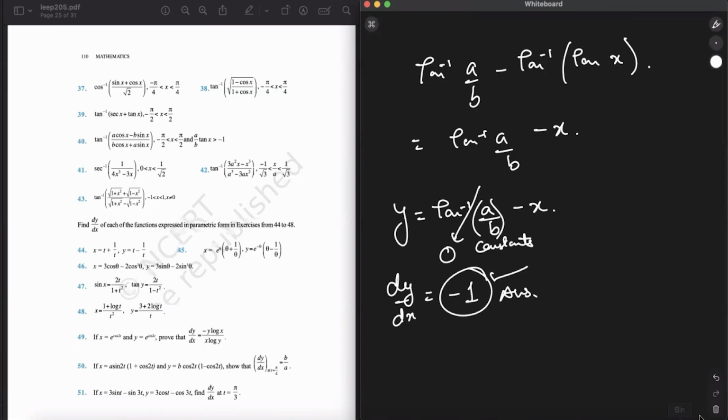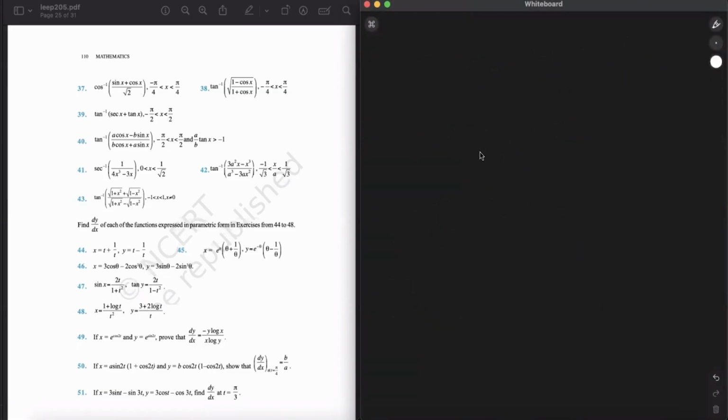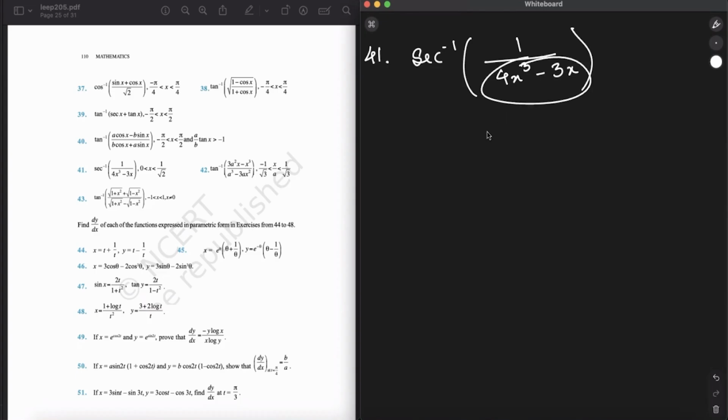Moving forward, in question number 41, I've been given a secant inverse. These are basically trigonometric formulas. If you practice enough questions, you'll manage to get there. So don't get confused when you see these types of forms. See the solutions for these types of questions once, and see what the procedure is.